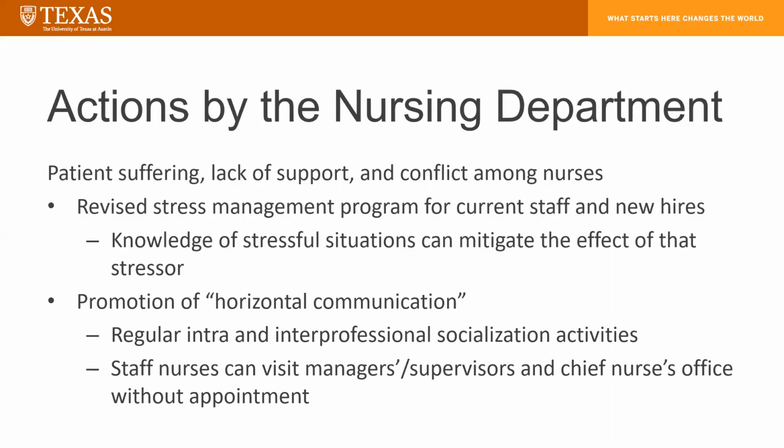Nursing as a profession is notoriously a vertical communication. It mostly uses a hierarchy-based communication, wherein you're not allowed to actually talk directly with the chief nurse. If you have any problem, you need to go to your charge nurse and go up the ladder. There are some instances where that is effective, but we argue that if you do horizontal communication, for instance, the staff nurse can visit the manager, supervisors, or chief nurse's office without an appointment. They can literally walk in there.